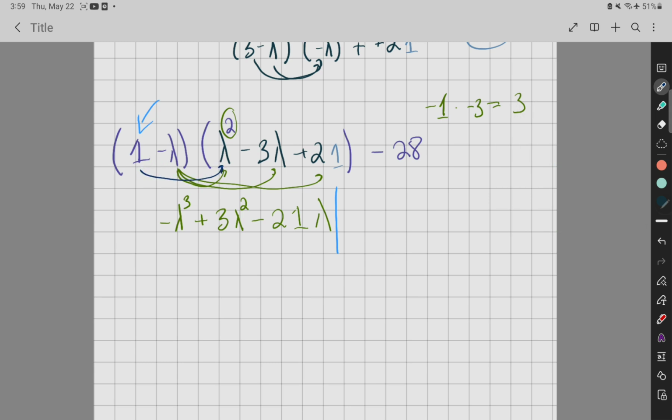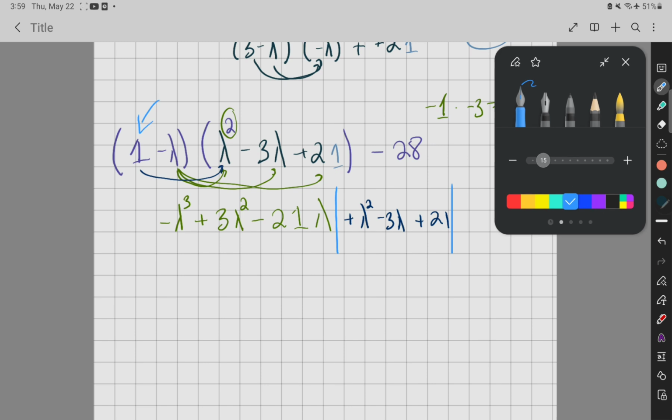So what you're going to do, since it's 1 times everything in here, 1 times itself is itself. 1 times 1 is 1. 1 times 2 is 2. So 1 times this quadratic polynomial, sorry, is itself. So that's what you're going to do. So you're going to do plus lambda squared minus 3 lambda plus 21. And then you're going to add that little line like I told you to.